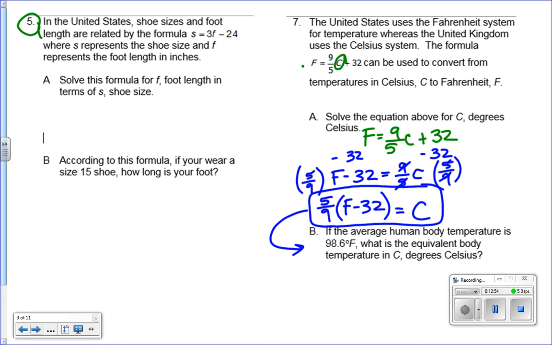It says if the average human body temperature is 98.6 degrees Fahrenheit, what is the equivalent body temperature in degrees Celsius? Well, now I can take this Fahrenheit and plug it in for F. I would subtract 98.6 minus 32. I'd get my answer, and I'd multiply by 5/9, and that would give me the Celsius.